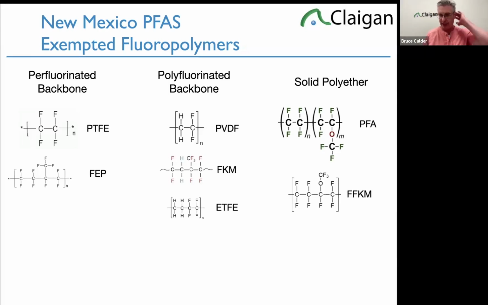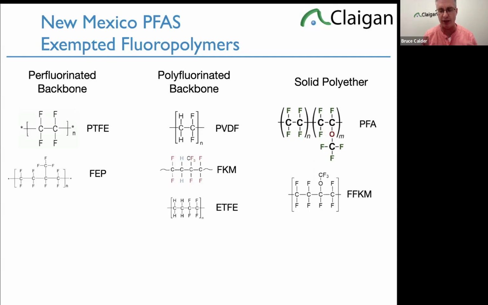FFKM, Calres, is actually a solid polyether rubber. Their structures, if you look closely, you might go, hey, wait a minute, they're actually the same thing. PFA is a plastic polymer version, plastic structure. FKM is a rubber amorphous structure. So they're basically the same chemical formula with a different alignment of structure. These ones are not intended, and these are the polymer types that aren't expected to be regulated going forward.